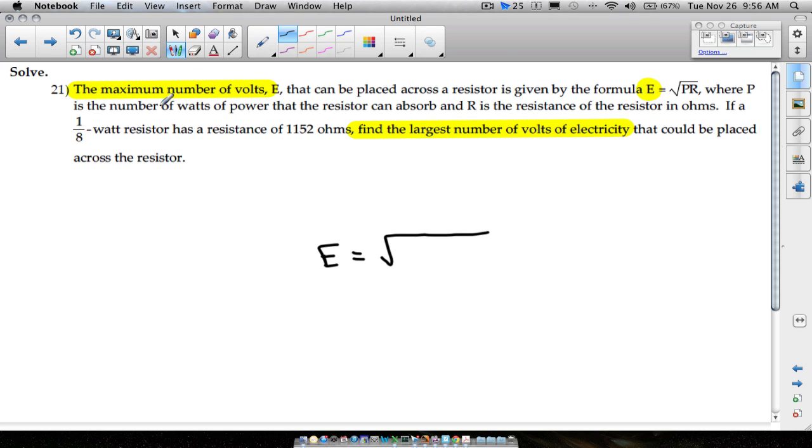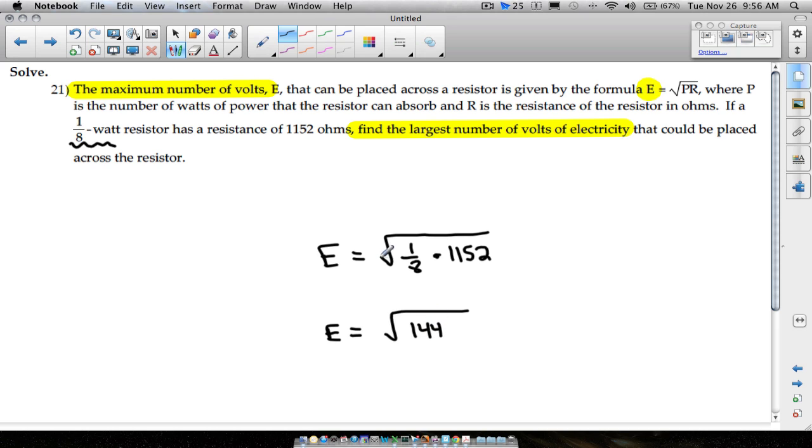P is the number of watts. Notice right here we have a 1/8 watt resistor, so we have 1/8, that's our P. Times our R. R is the resistance in ohms. Well, notice we have 1152 ohms. So we just multiply those 2 numbers together. And I tell you what, we'll go to the calculator to do that. 1/8 times 1152, and you get 144.